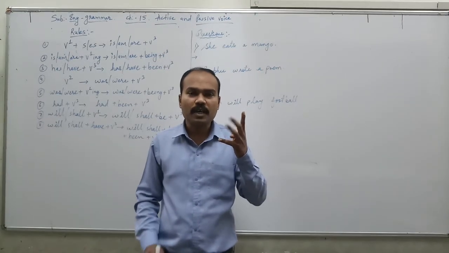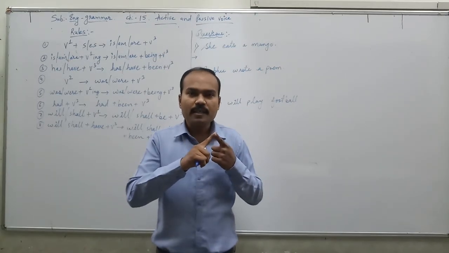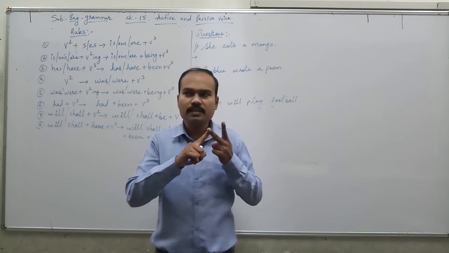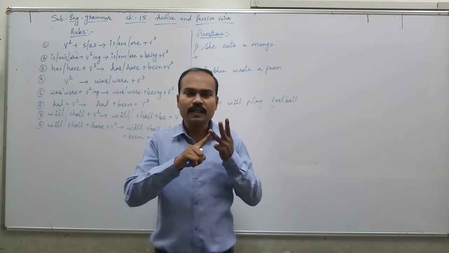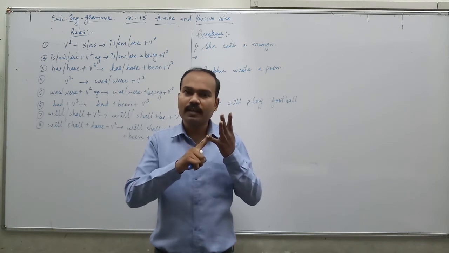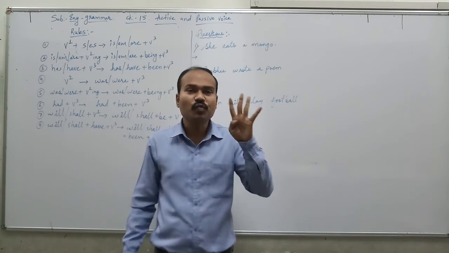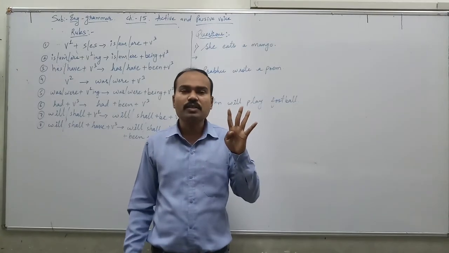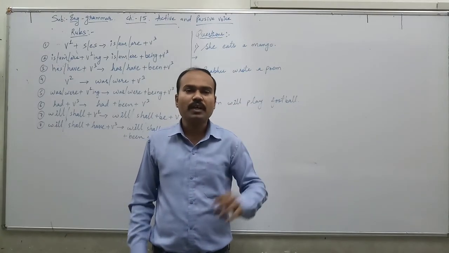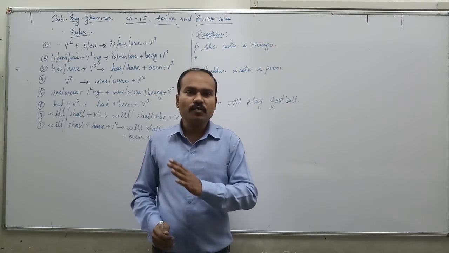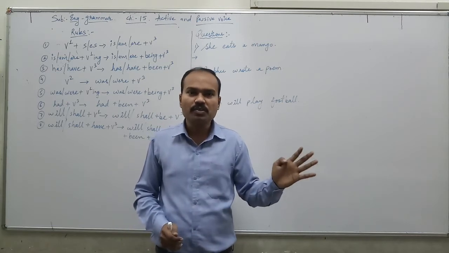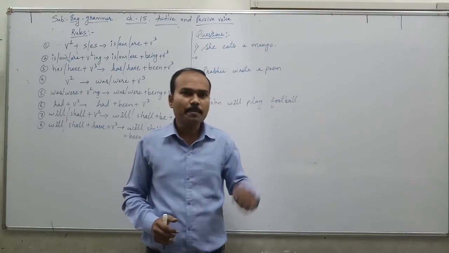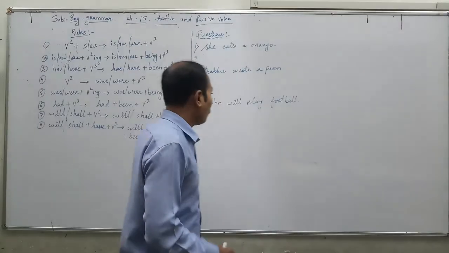So what about those 4 forms? Those 4 forms are present perfect continuous tense, past perfect continuous tense, future continuous tense, and future perfect continuous tense. These are the 4 forms which I have not written over here. Why? Because those 4 forms of tense we cannot change from active to passive voice. So there is no rule for changing them from active voice to passive voice. Okay? Let us move forward.